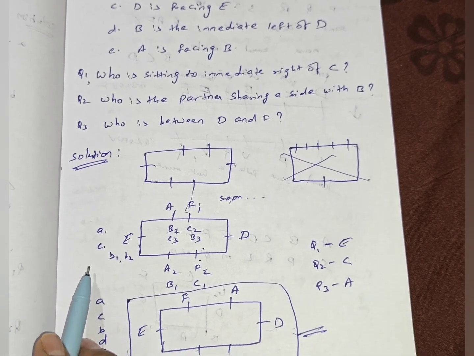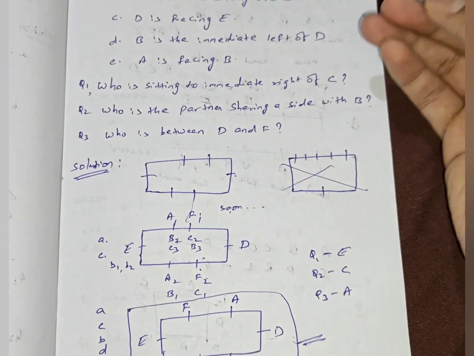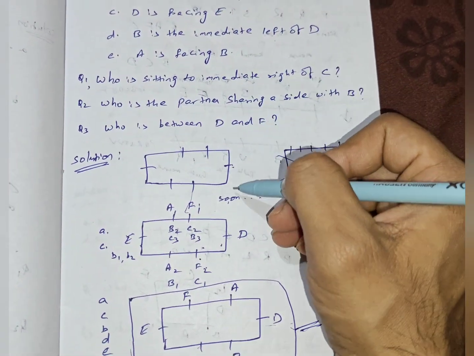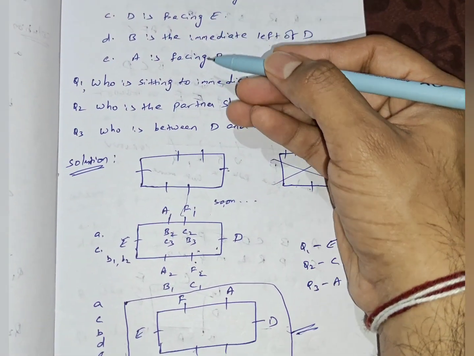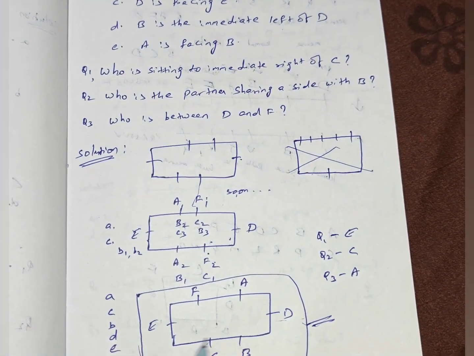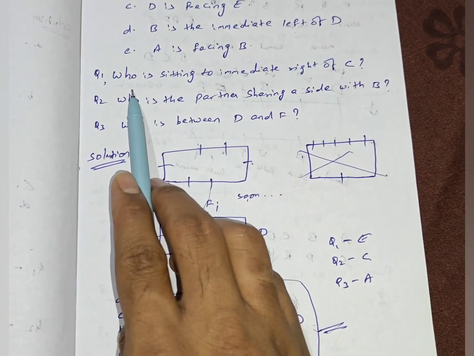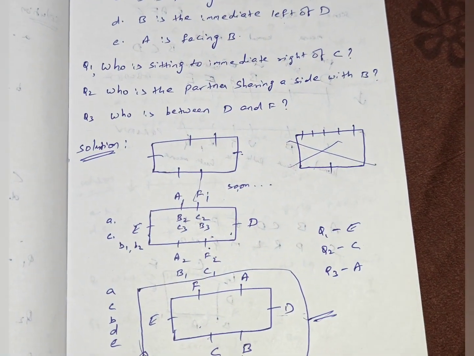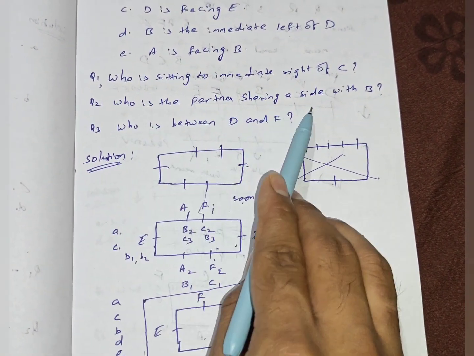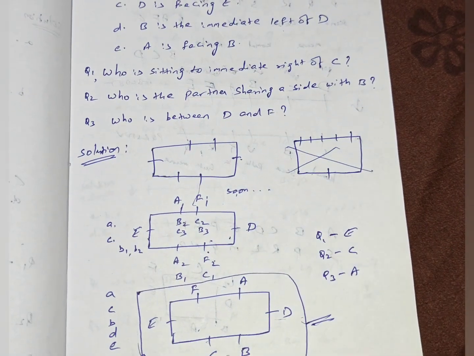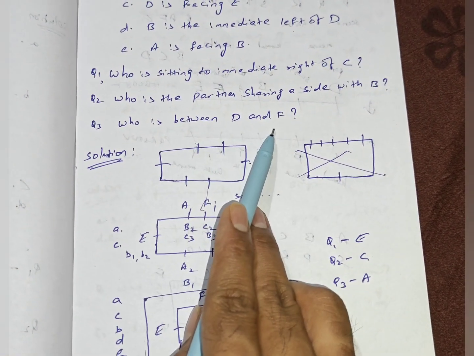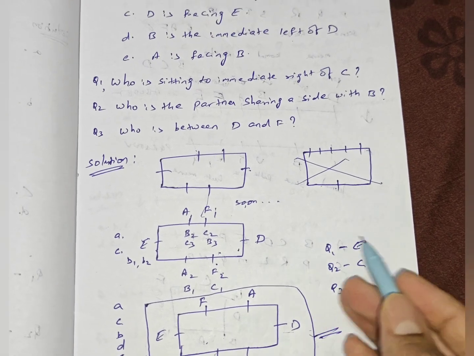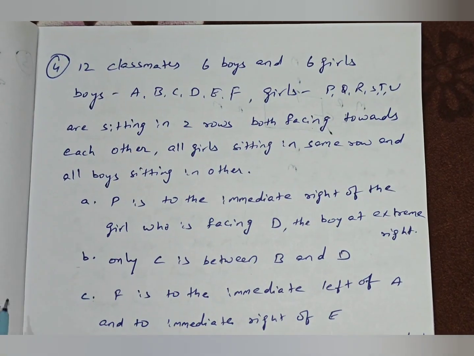Here, to find the solution, we have to draw multiple diagrams so that we can eliminate possibilities with the next coming statements. So this is the final arrangement, and now solving the questions. Who is sitting to the immediate right of C? The answer is B. Who is the partner sharing a side along with B? The answer is C. And who is between D and F? The answer is A. And so on, these kinds of questions can be solved.